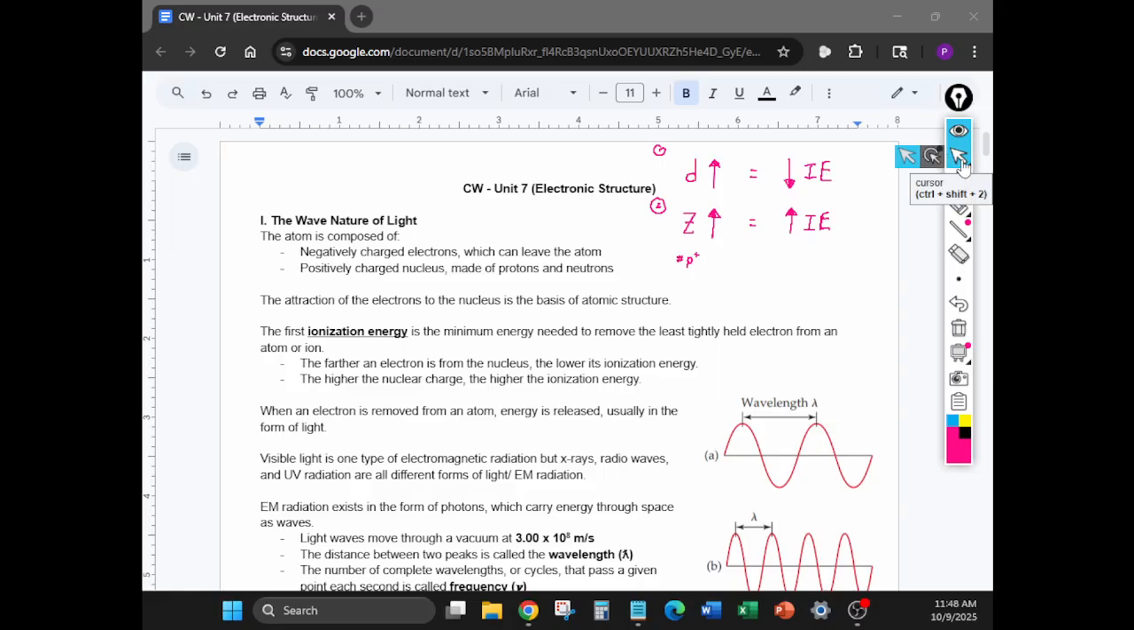All right, everybody good with that? Those are the 2 factors that affect ionization energy. Now, there's a couple things that happen when you ionize or remove an electron from the atom.